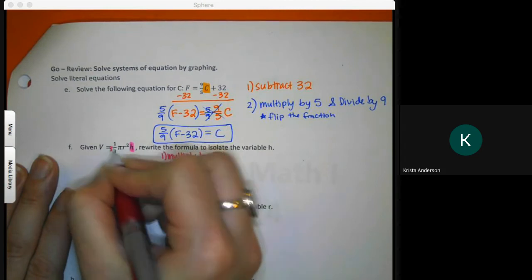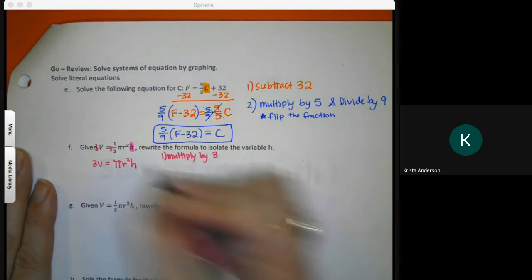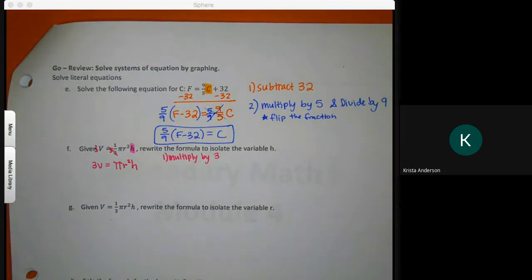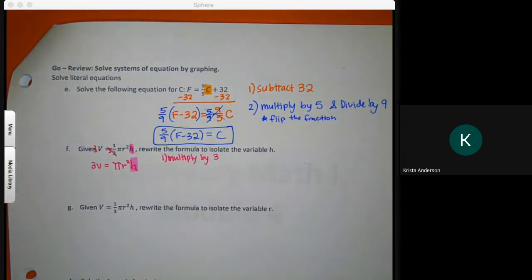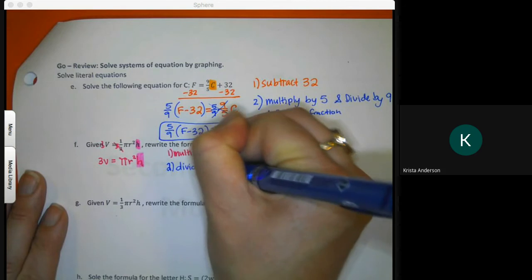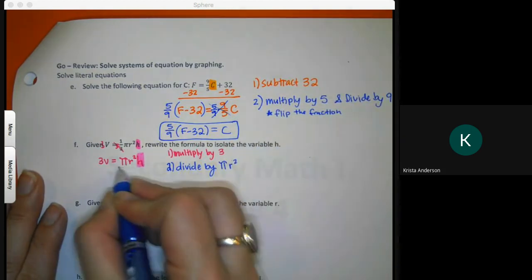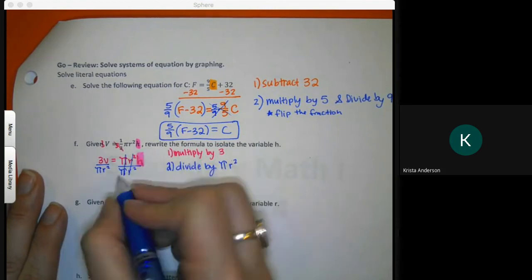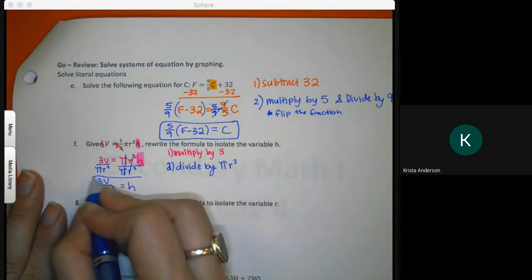When I multiply by 3, that will give me 3v equals pi r squared with an h. It'll get rid of that fraction. I'm still trying to get h by itself. Do you see any plus or minus signs I need to get rid of? There's no plus or minus signs, which means I'm going to now divide by the pi and by the r squared. I don't want either of those attached to the h. These would cancel out once I divide them. H is now alone.